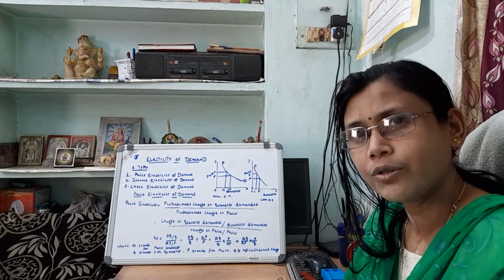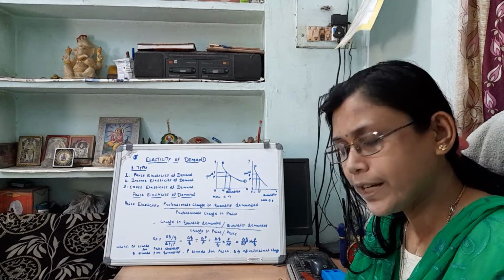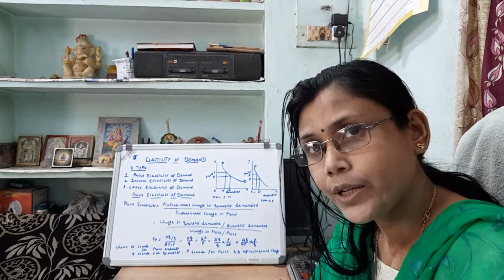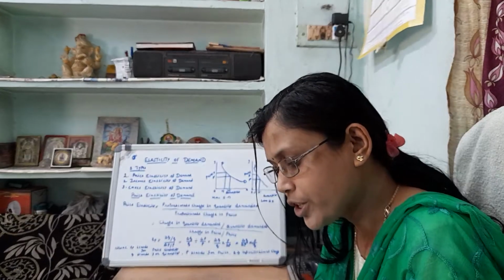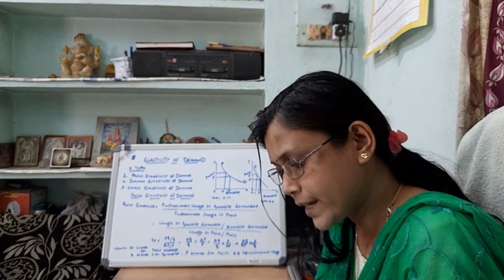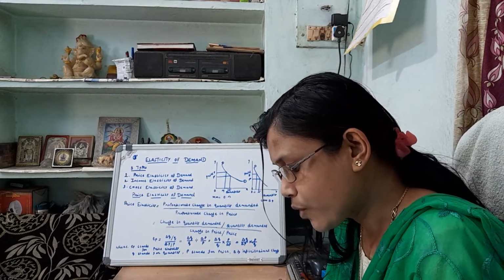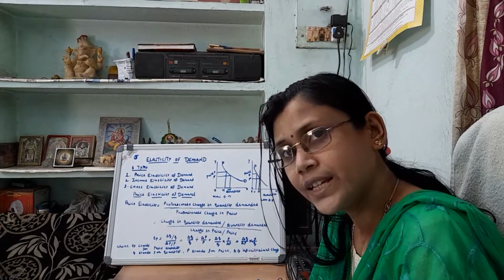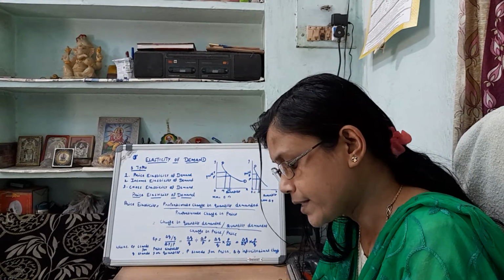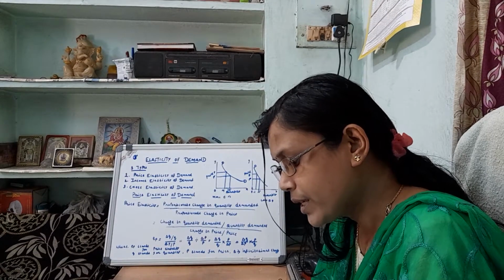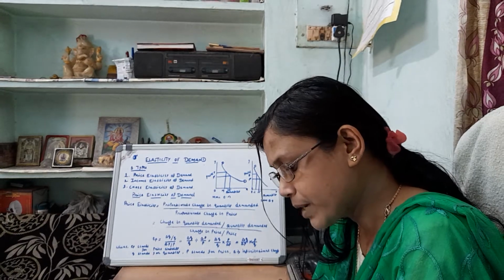Today I will discuss elasticity of demand. Before I discuss elasticity of demand, I will tell you the law of demand. When the price of a good falls, its quantity demanded rises, and when the price of the good rises, its quantity demanded falls. This is generally known as the law of demand. This law of demand indicates only the direction of change in quantity demanded in response to a change in price.